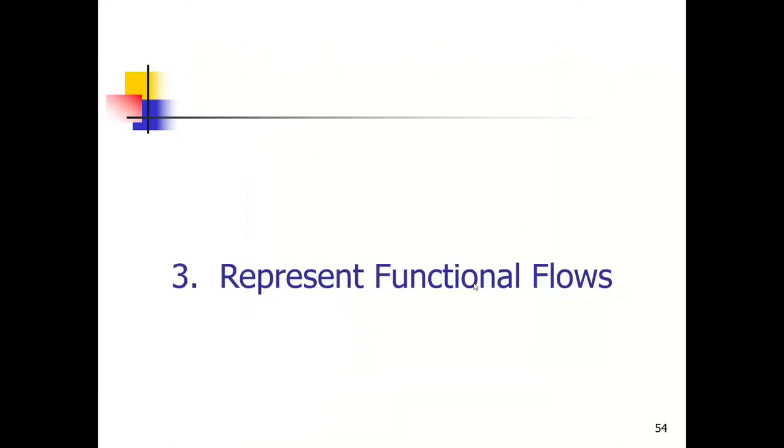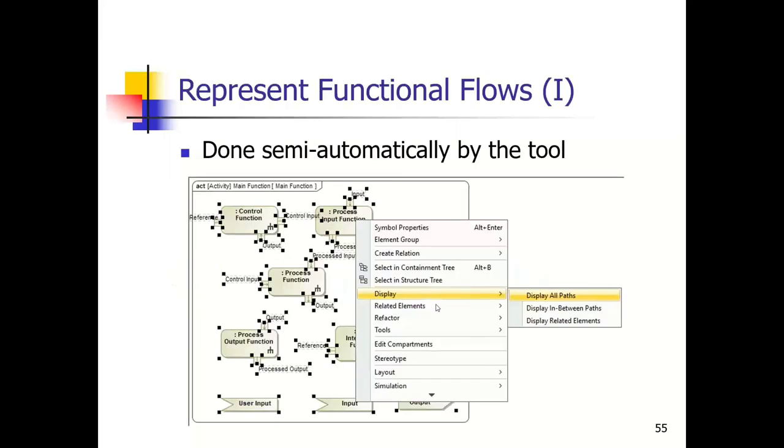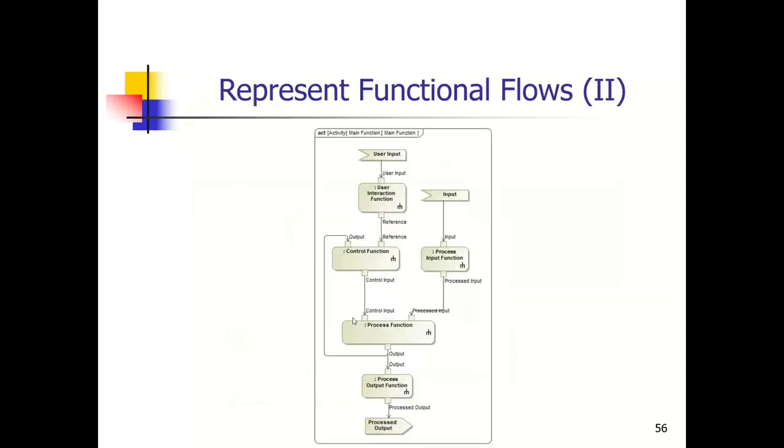Okay. Now that we have that, we are going to use that information created in the model to create these functional flows in a semi-automatic way. So the only thing that we need to do is to focus back in the activity diagram and just select everything and display the paths that we were creating using the N-squared chart. So then you click on reorder automatically and you will get an activity like that.